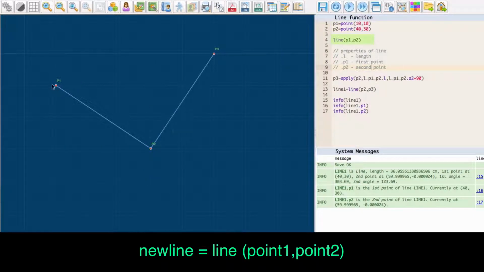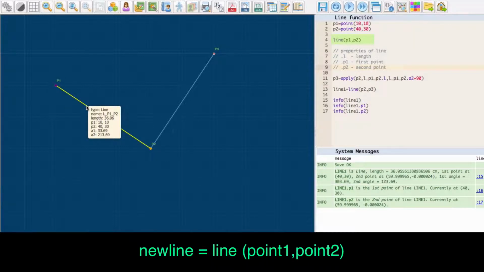The function syntax is simple. Use the word line and place names of starting point and end point in brackets with a comma in between. If you don't give your line a name, the system will create it automatically in the following way: L underscore name of the first point underscore name of the second point.